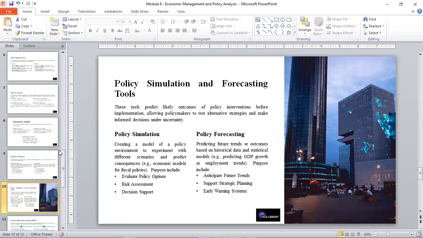Policy forecasting is predicting future trends of outcomes based on historical data and statistical models. An example of this is predicting GDP growth or employment trends, and the purpose includes anticipation of future trends, support for strategic planning, and also early warning systems.